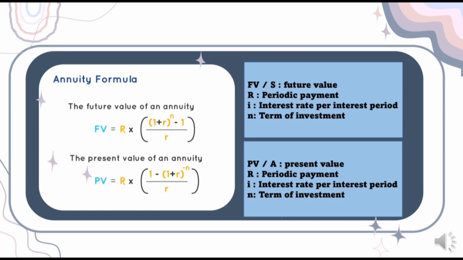We have two annuity formulae. The first one is future value: FV equals R multiplied by (1 plus R) to the power of n, minus 1, over R. The second is present value: PV equals R multiplied by 1 minus (1 plus R) to the power of negative n, over R.